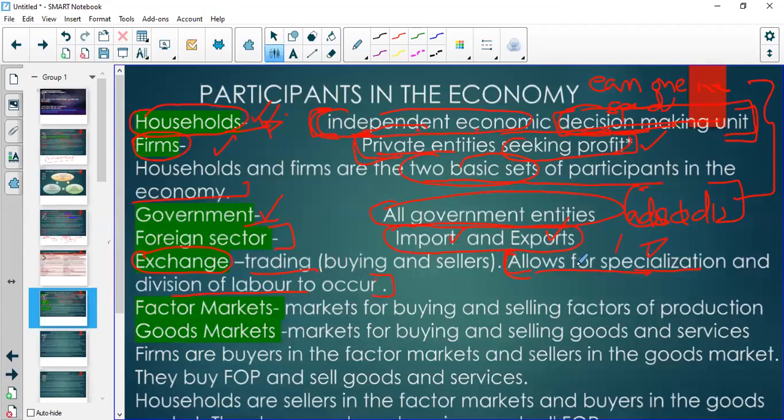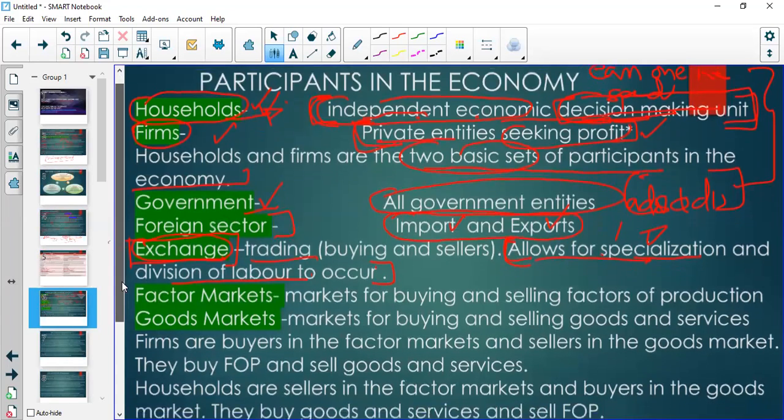And remember that specialization and division of labor allow for exchange, right? Because it means you're going to specialize in production of good A, and somebody else is going to specialize in the production of good B. Then you have to exchange because you're not trying to be self-sufficient.